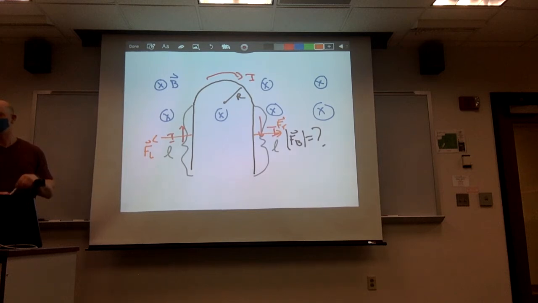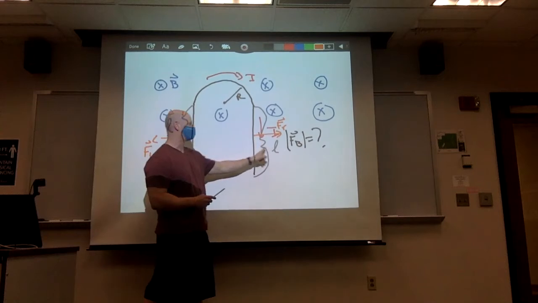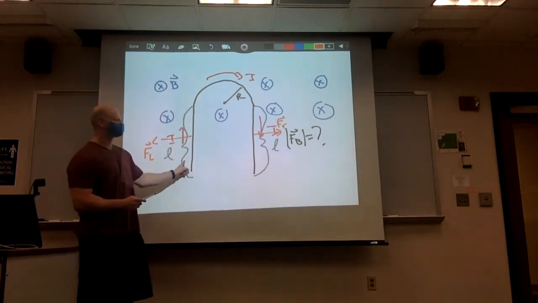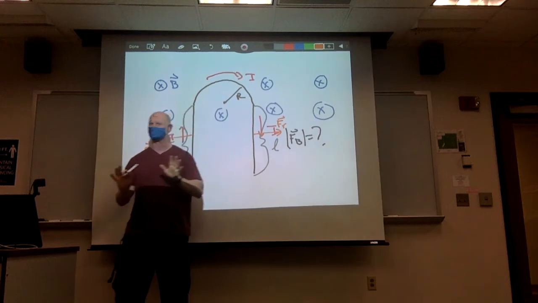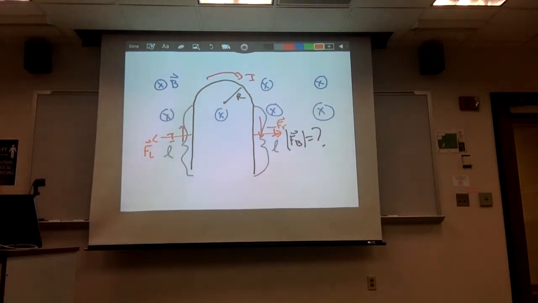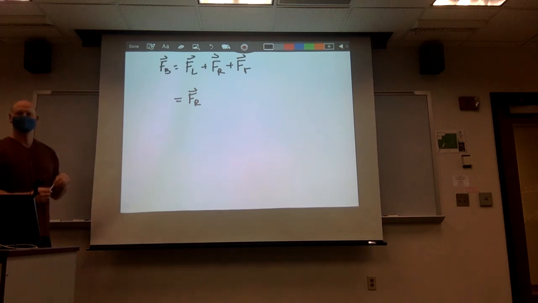Okay with this? I know they cancel because the current here is the same as the current here. The length here is the same as the length here. The magnetic field here is the same as the magnetic field here, which means these two forces are equal and opposite, so they simply cancel. Good. So that tells me that the net force is simply going to be equal to the force on the semicircle. The other two portions are equal and opposite. Everything okay?